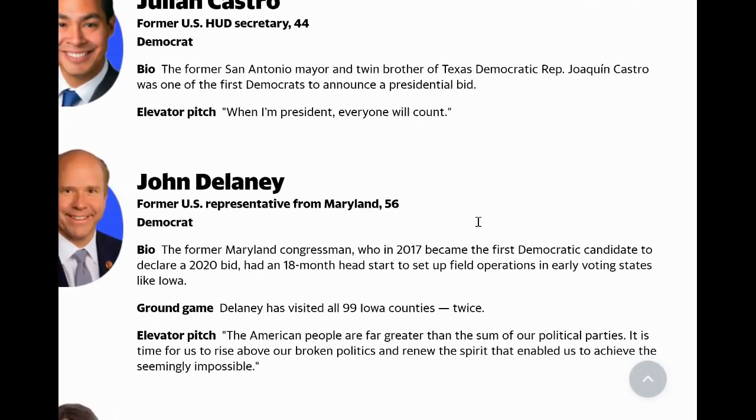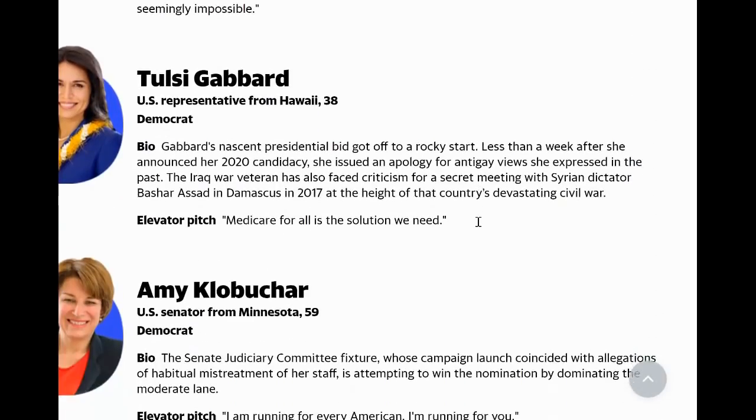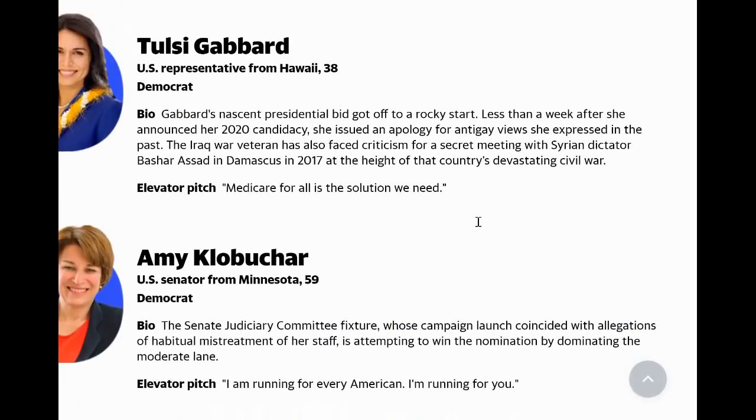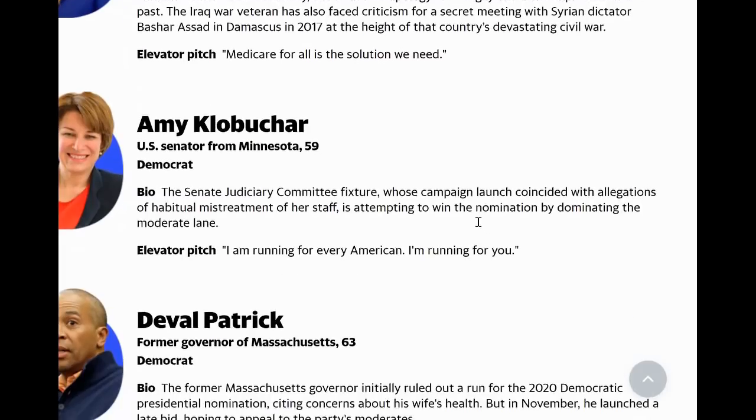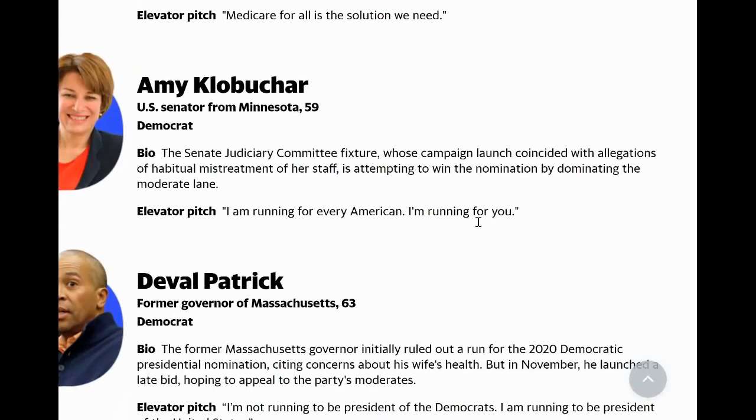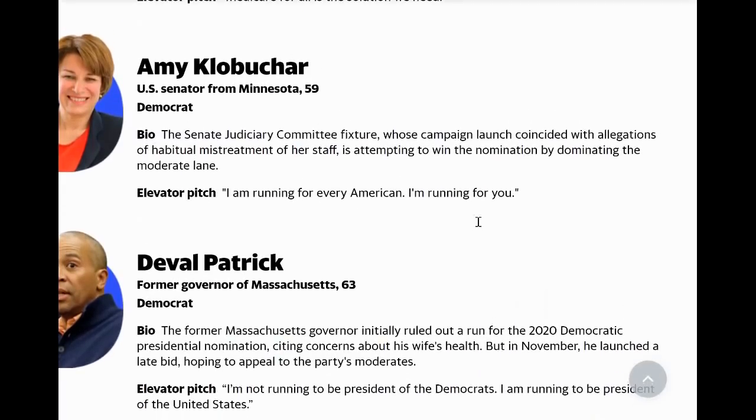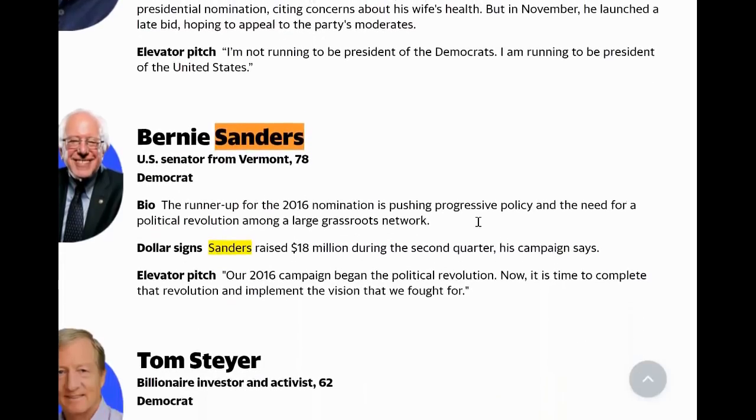Yeah, so let's see. Together, Medicare for All is the solution we need. That sounds like Bernie Sanders, but that is a positive vision and that is some benefit that people can have, which is good. Amy Klobuchar: I'm running for every American. I'm running for you. No, Amy, that's ego-driven. Run, Amy. Run away.